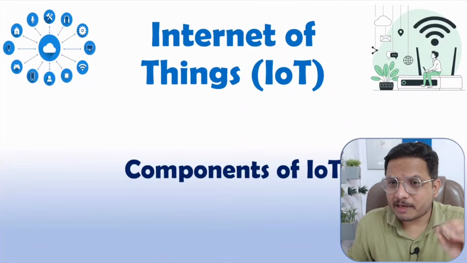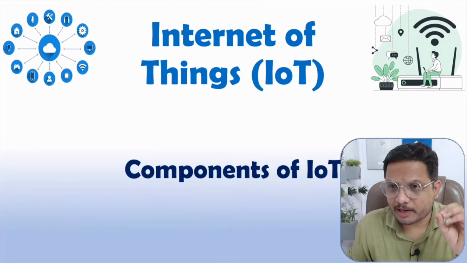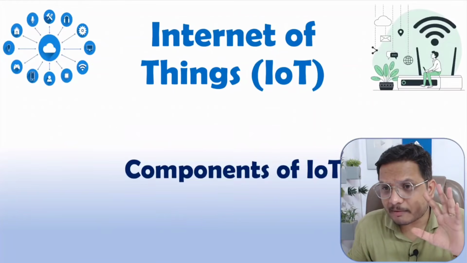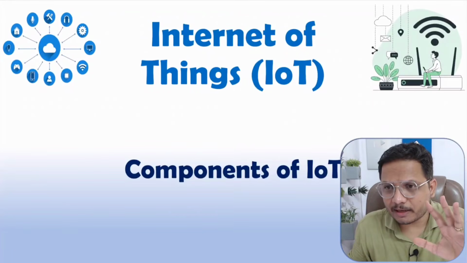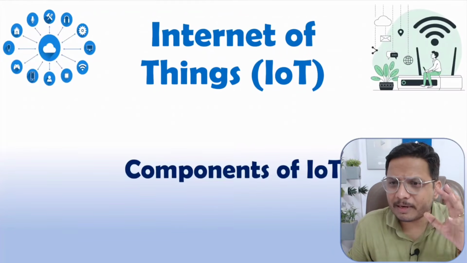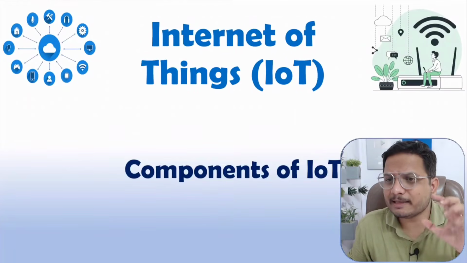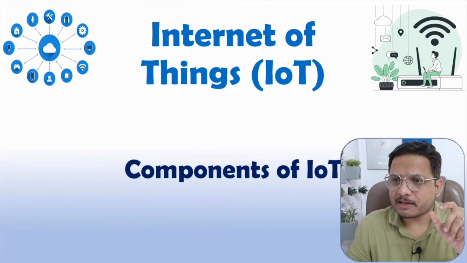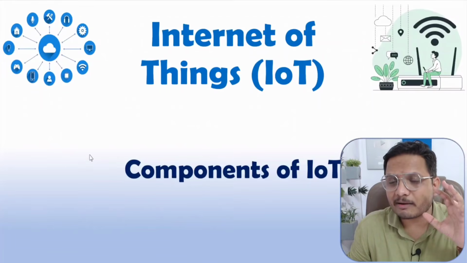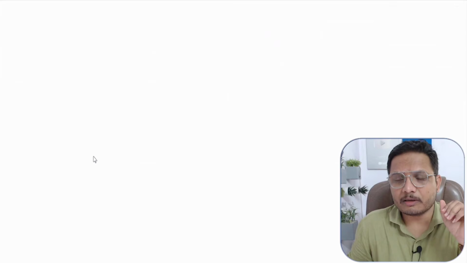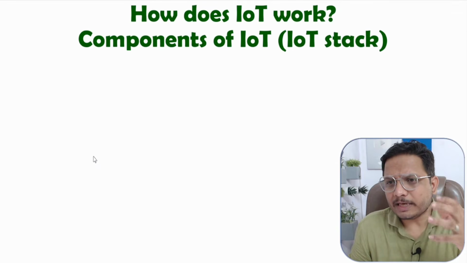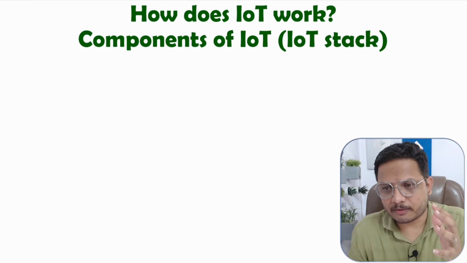In this video, I'll be discussing the components of IoT. There are 5 major components with IoT, and I'll be discussing all of them in great detail. So let us first see how working is there with an IoT system. To understand working, you need to understand how the components are structured.